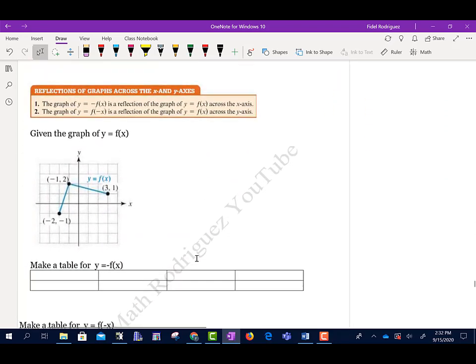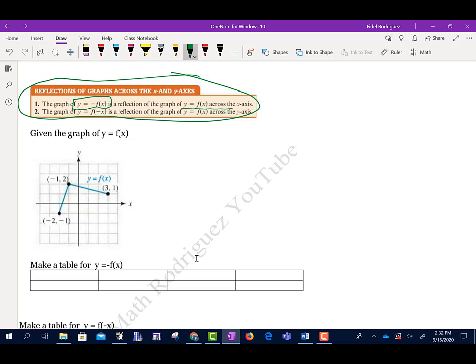All right. So now we're going to talk about reflections, okay? Reflections of the graphs across the x and the y axis. And it says if y equals negative f of x, that's going to be a reflection of y equals f of x across the x-axis. And if we have y equals f of -x, that's going to be a reflection of our graph across the y-axis, okay?